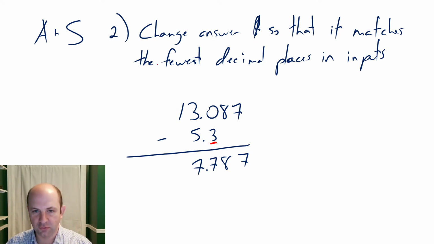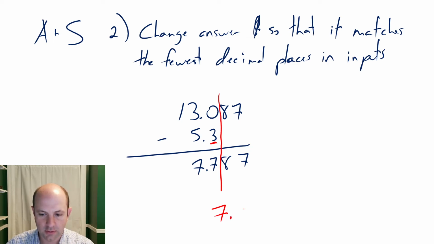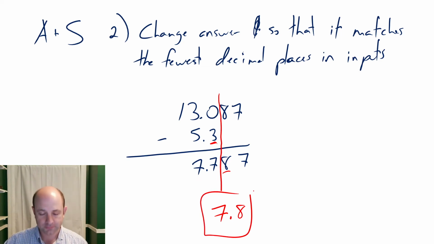And so the rule is we're matching the fewest decimal places. This top number has 3 decimals. This bottom number only has 1. That means my answer is only allowed to have 1 decimal. Again, we check with rounding. So the calculator spits out 7.787. We're going to write down as our final answer 7.8 because that 8 will round up. So 7.8 would be our final answer there. All right, so that's what we've got to do with sig figs.